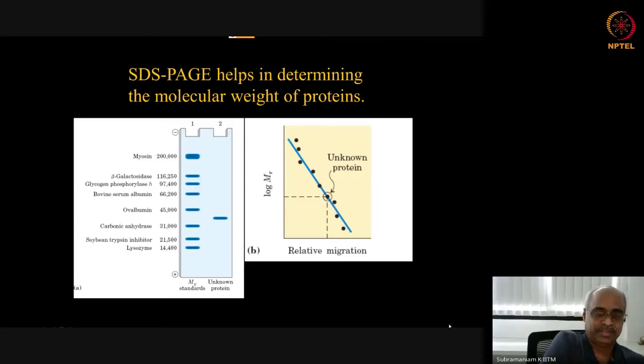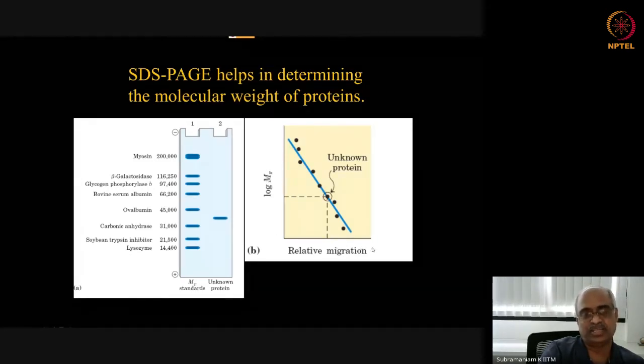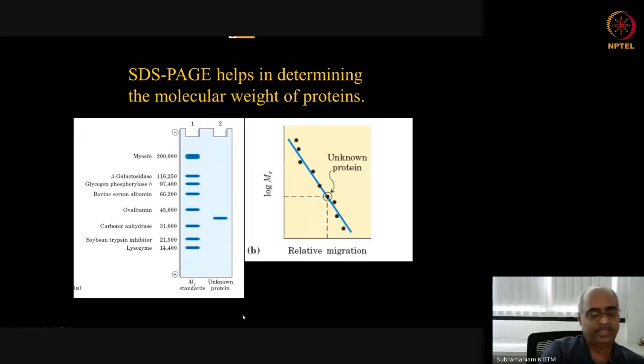Another important point that I want to point out is that the distance migrated is inversely proportional to the log of the mass. So the y-axis is log and the x-axis is the distance in centimeters, usually. If you measure and plot, and you know the molecular mass of these reference proteins, the molecular weight of an unknown protein can be readily determined. There are other more sophisticated methods, but this is the most practical and reliable way of determining the molecular weight of proteins.